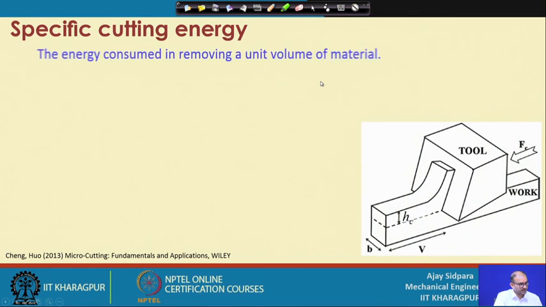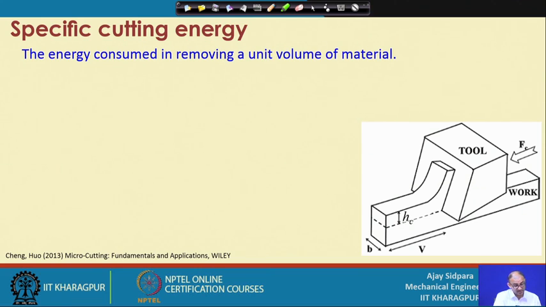So, what is the specific cutting energy? Let us now see how much energy we have to spend in cutting the material. This is defined as the energy consumed in removing a unit volume of the material. So, let us take this example of orthogonal cutting. Your tool is moving in this direction, and let us consider the width of the tool is higher than the cut. So, this B is the width of the cut, HC is our uncut chip thickness, and this is the V, the volume of this part.